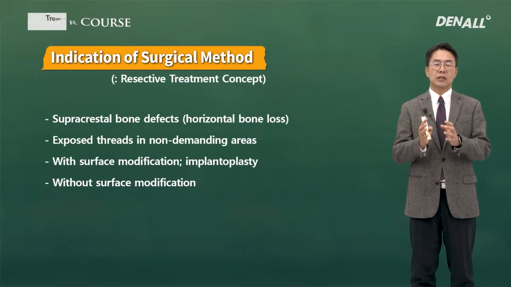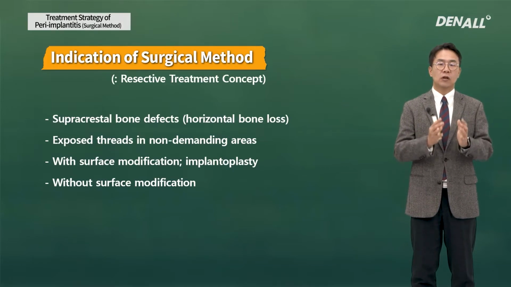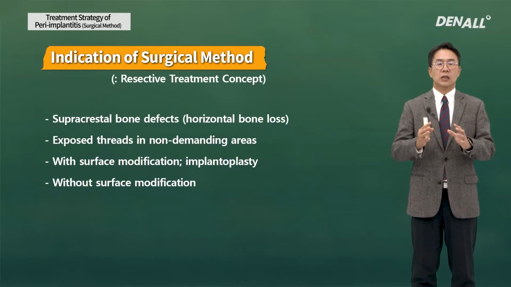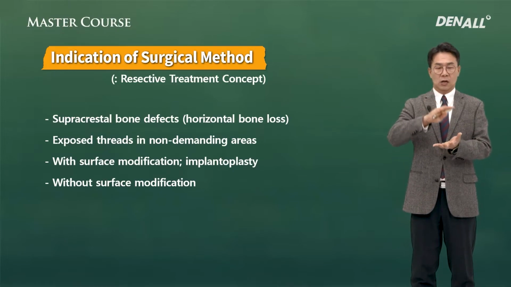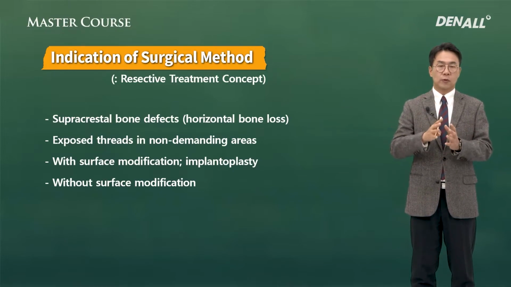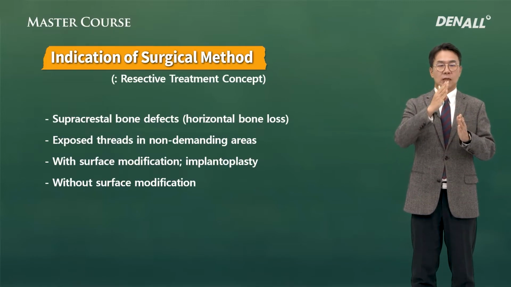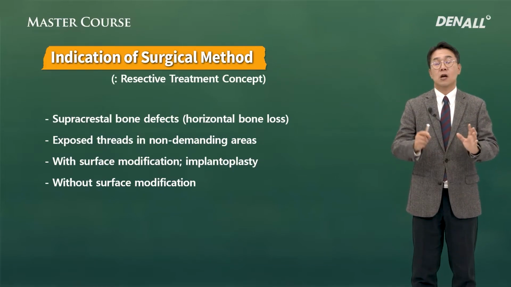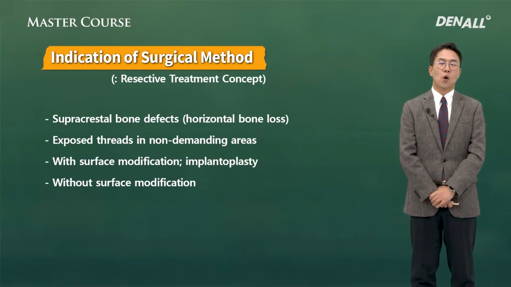In terms of resective treatment concept, let's look at the indications to apply resective treatment concept. The first is horizontal bone loss. So this is not a vertical defect which is shaped like a triangle, but it's a horizontal defect. When it is very difficult to augment bone vertically, resective surgery may be more favorable to the patient.